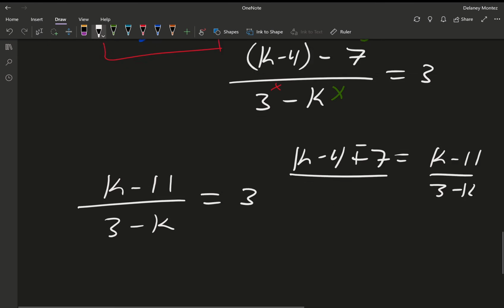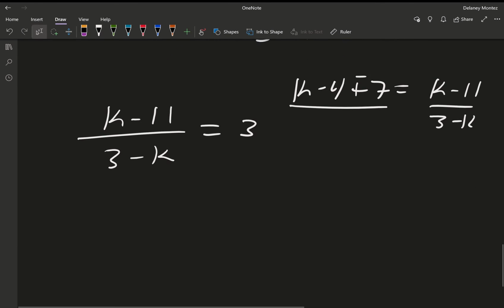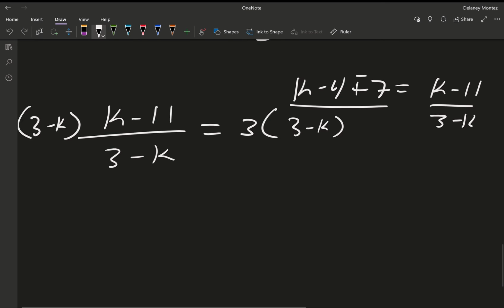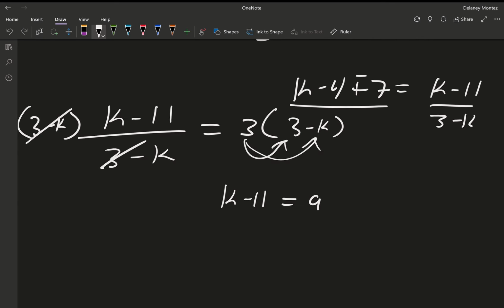Okay, so let's see what we can do now. We're just going to do some algebra here. So I'm going to multiply both sides by 3 minus k, right? That cancels this out. So you have k minus 11 equals 3 times 3 is 9, right? 3 times minus k is minus 3k. Now we're going to solve for it.